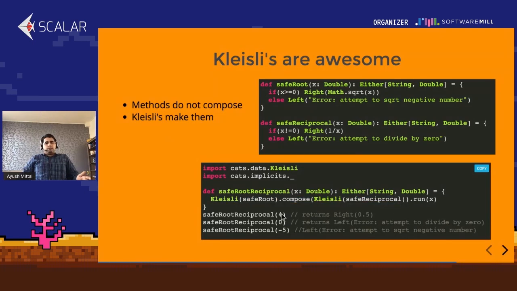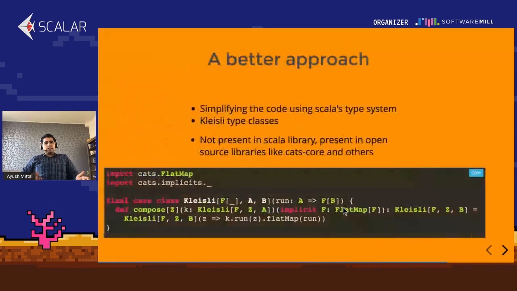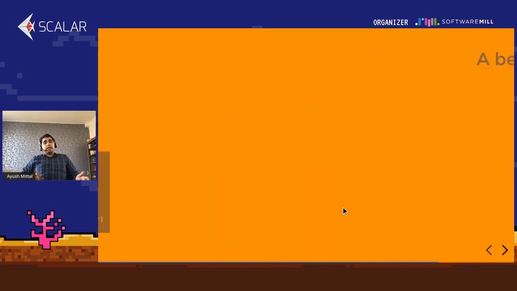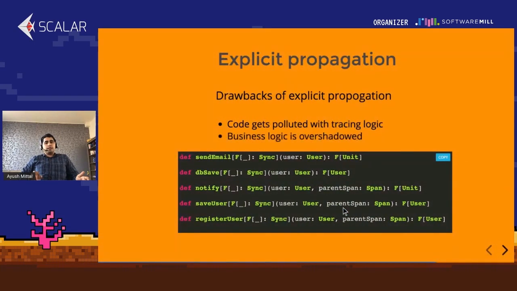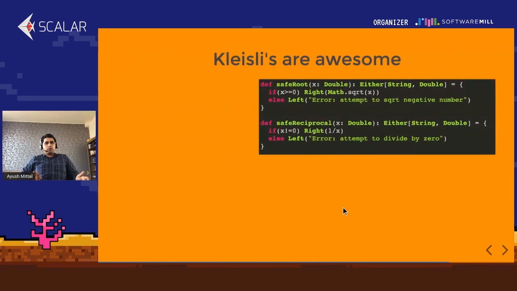And when I pass a parameter that works for both the methods, for sure I get a Right of a result. If any one of the parameters is incorrect due to square root or reciprocal, and it fails, I get a Left. So this is just a very small view of how awesome Kleislis really are, and they are ubiquitous. You will find them pretty much everywhere in any important library. And here's what I want to say: we can use Scala's type system of Kleislis to make our explicit propagation better. How do we do that? Let's take a look.